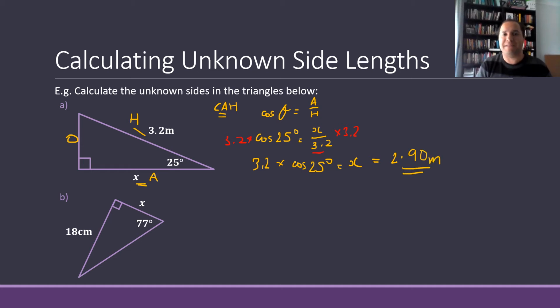And that answer makes sense. Our hypotenuse is 3.2 meters, so our adjacent must be smaller than that. And 2.9 seems reasonable, looking at the diagram there.